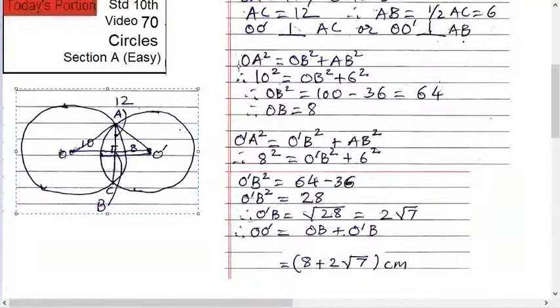Okay. Also you can say OO dash is perpendicular to AB because AC and AB are the same segment. Then OA square equals OB square plus AB square. Why? Because of Pythagoras theorem. Okay. Therefore 10 square equals OB square plus 6 square. Right. So OB square you can find out now. OB square equals 10 square minus 6 square, that is 64. OB equals 8. Okay.